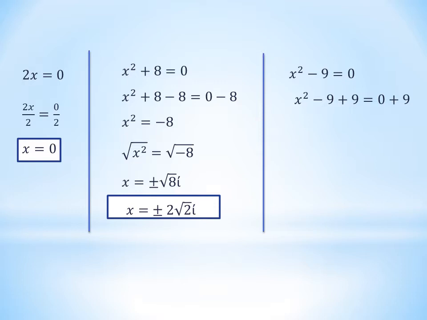For the left side of our equation, we know that negative 9 plus 9 is just 0. And for the right side of our equation, we know that 0 plus 9 is 9. So we have x squared equals 9.